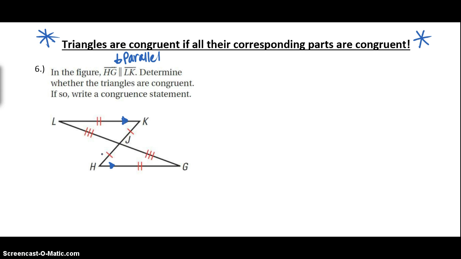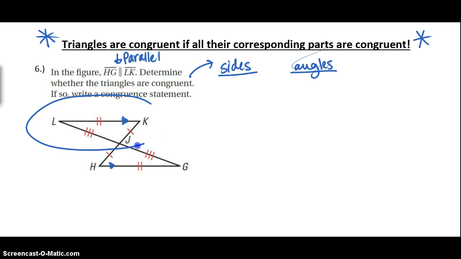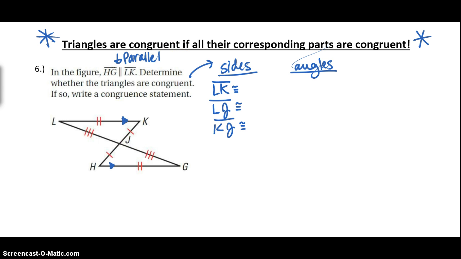Determine whether the triangles are congruent, and if so, write a congruent statement. So, they're only congruent if all their sides and their angles are corresponding, okay? So let's look at the sides of the first triangle and list all of them out. We have side LK. He's going to be congruent to something. We have side LJ. He'll be congruent to something. And we have side KJ, which will be congruent to something. Let's figure out what's going to be congruent to what.